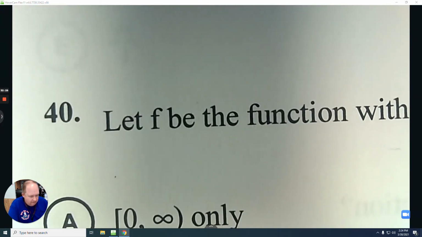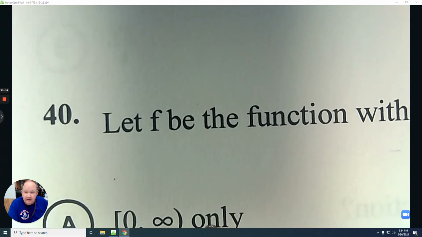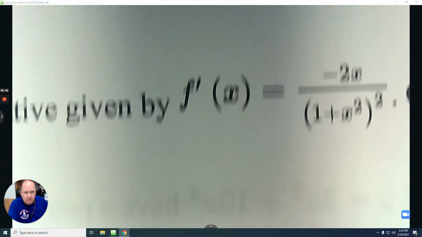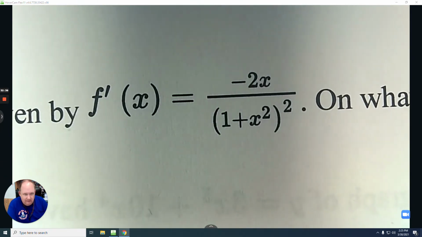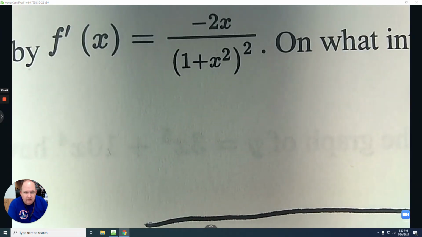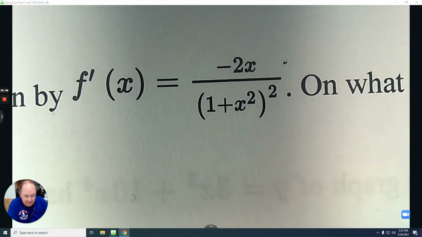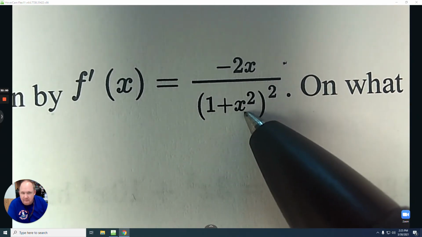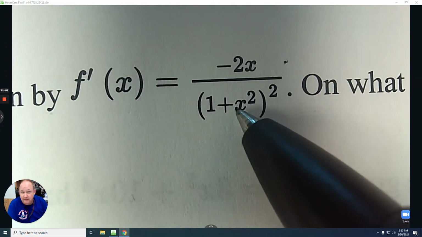Let f be the function with the derivative given. So I'm given the derivative. Not a calculator question, so we actually have to show a little more work here. On what interval is it decreasing? To understand it, I need to know where the zeros are. If I look at the numerator, what makes the numerator 0 is 0. If I look at the denominator, no matter what number I put in, negative, positive, 0, this will always be positive. It's impossible for the denominator to be 0.